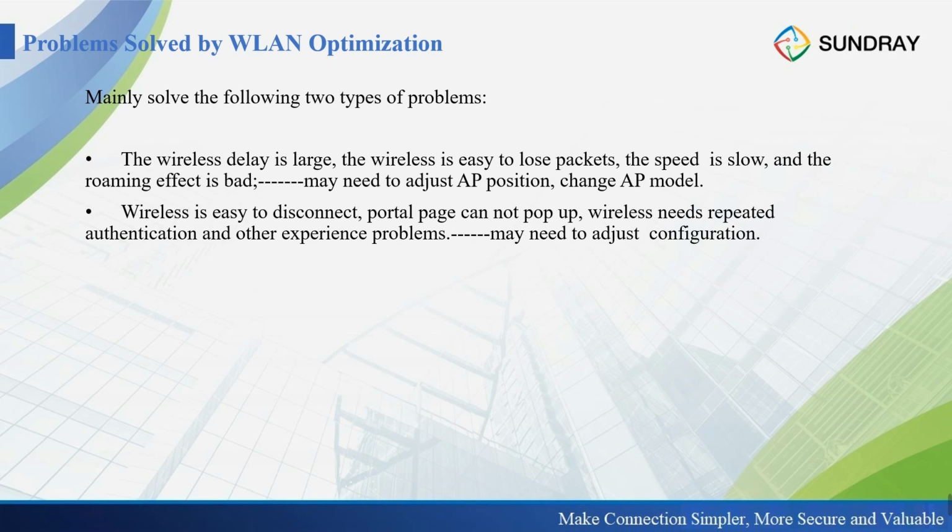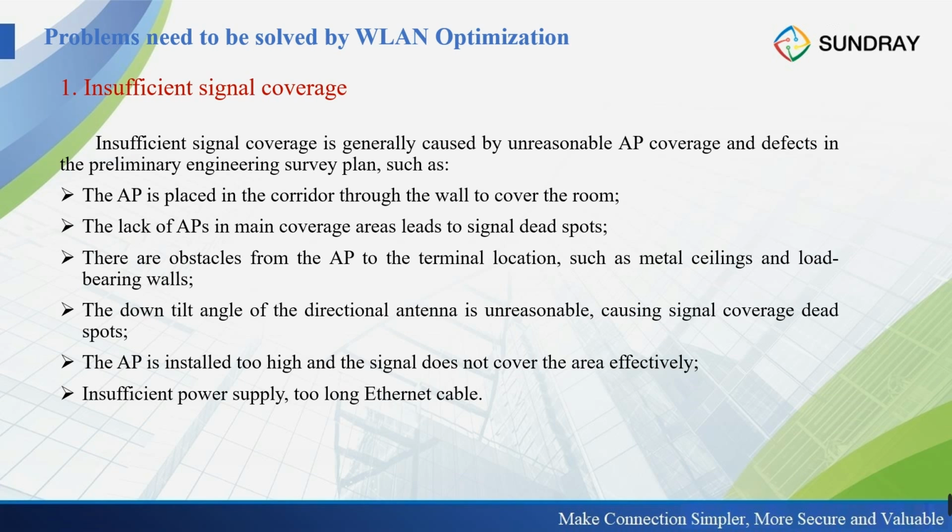So we hope that the first type of problem cannot happen to our projects, because this is the thing we try to avoid when we do the site survey. But when it happens, we need to know what we can do. First one is insufficient signal coverage. That means in some area, in some place, the signal is weak, and that place needs good Wi-Fi speed. So this is the problem.